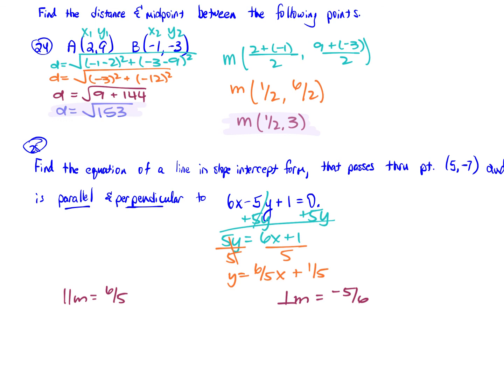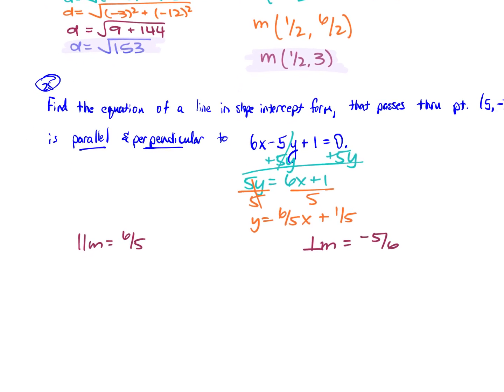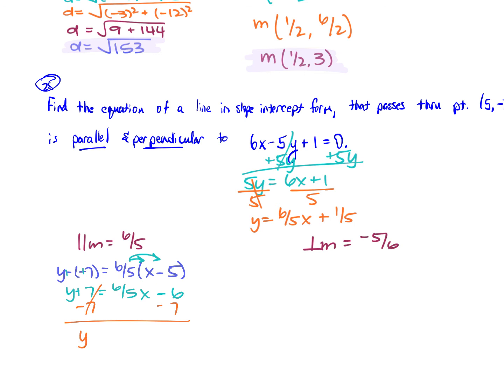To find the line in point-slope form with the point 5, negative 7, for the line that's parallel, you're going to have y minus negative 7 is equal to 6 over 5 times x minus 5. Distribute. You simplify. y plus 7 is equal to 6 over 5x minus 6. Move the 7 over, subtract it from each side. Your parallel line is y is equal to 6 over 5x minus 13.